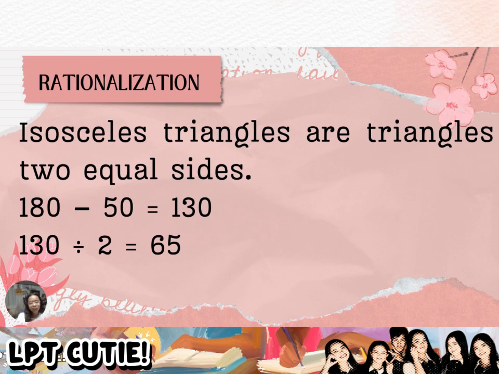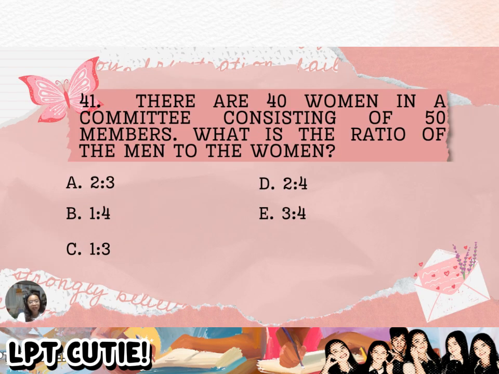Now, let us move on to number 41. So, there are 40 women in a committee consisting of 50 members. What is the ratio of the men to the women? So, letter A, 2 is to 3, letter B, 1 is to 4, letter C, 1 is to 3, letter D, 2 is to 4, and letter E, 3 is to 4. So, the answer is letter B, 1 is to 4.